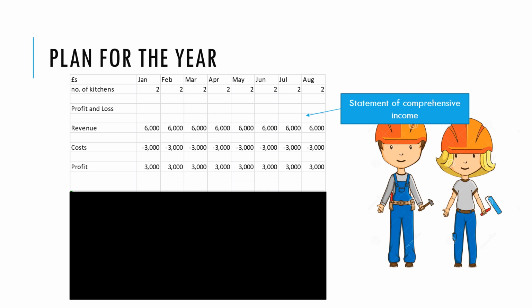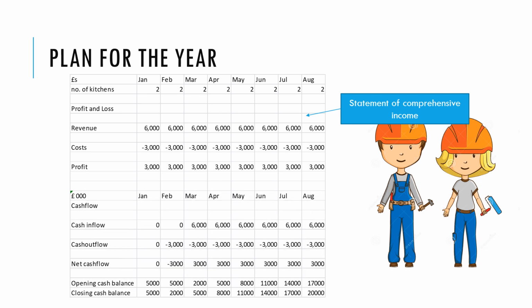That's what we looked at so far, and that's what we would understand as profit and loss. But let's think about it in a bit more detail. Let's think about it from a cash flow perspective. Now this shows us their cash flow, and what we might look at, it's quite interesting at the start, is what's happening in January and February. We've got 0 cash inflow in January and 0 cash inflow in February, even though we know that they're fitting 2 kitchens in January and 2 kitchens in February.